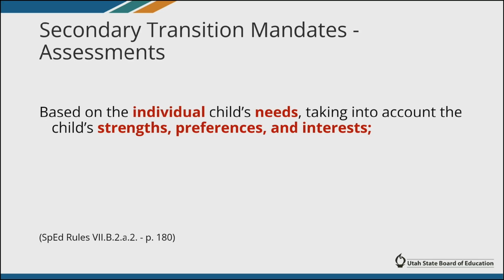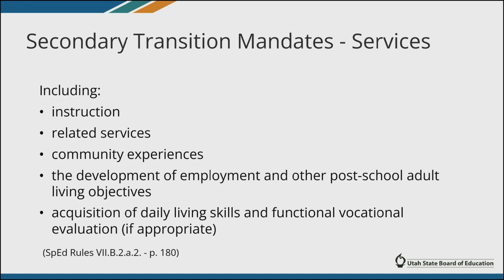While there may be similarities in secondary transition plans across students, we need to be careful about falling back on providing generic services to students. The development of secondary transition plans should be based on a student's individual needs, taking into account their strengths, preferences, and interests. And this can include things like instruction, related services, community experiences, the development of employment and other post-school adult living objectives, and, if appropriate, developing daily living skills and functional vocational evaluation.